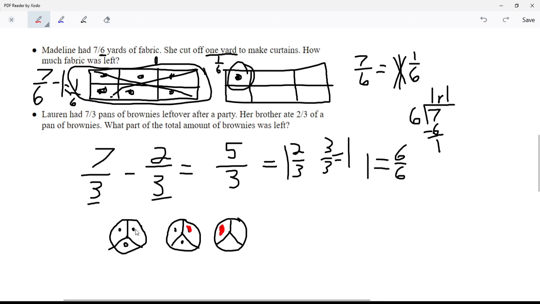We have 5/3 left. And we know that this is 1, which is equal to 3/3. And then this is 2/3. So we have either 5/3 or 1 2/3. So either of those is an acceptable way of doing this. So hopefully that was helpful.